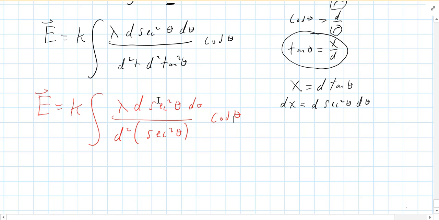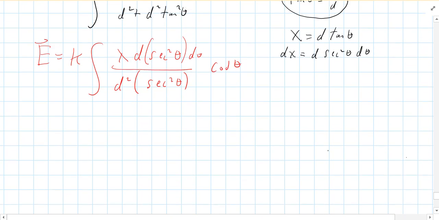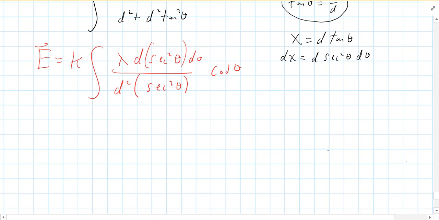All right, and then you still have your cosine sitting out here. Hey, what happens to the secant squares? They cancel. Oh my gosh, thank goodness, right? Also, in addition, one of the d's cancels. Okay, let me make a little space here for us. Okay, so we end up with the following. We get E equals K, the integral. The d canceled, so that's gone, and you get a d theta up here, and down here you simply get a d, and then cosine of theta.